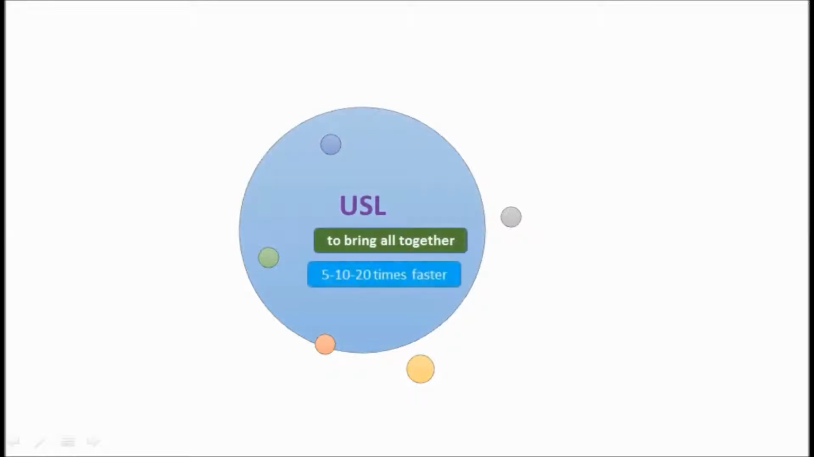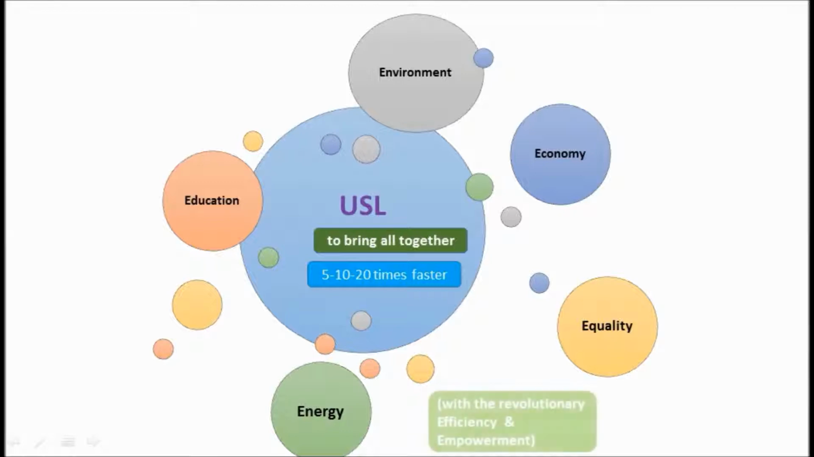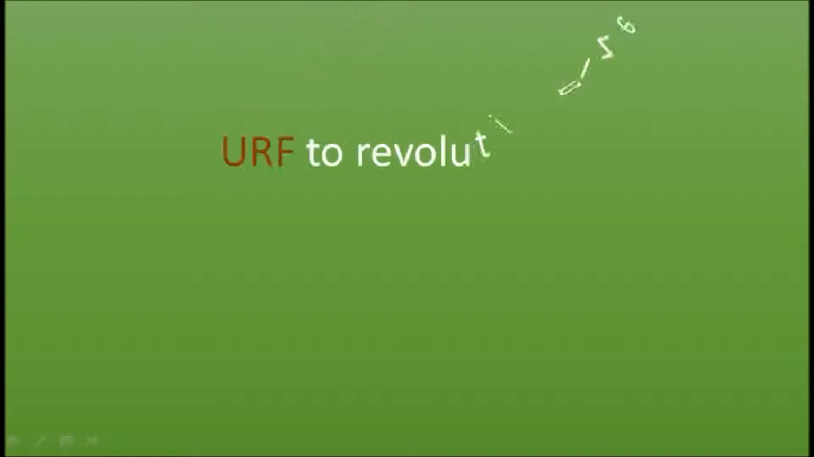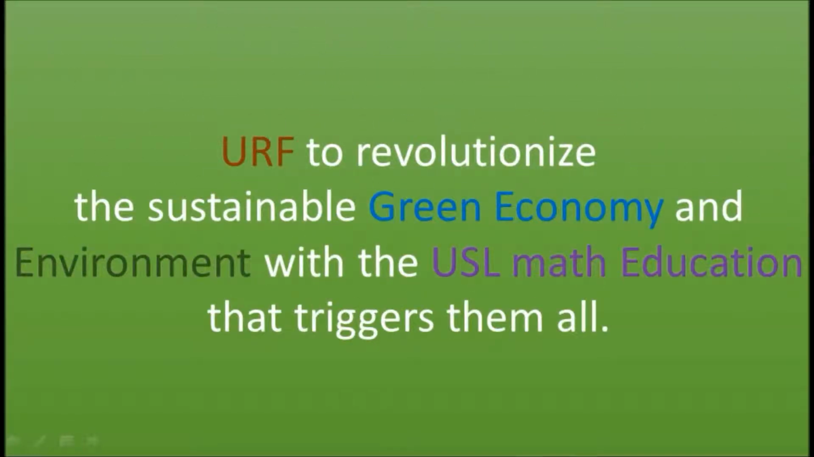USL is to bring all the elements essential for our lives or our society together. So energy, education, environment, economy, equality, all of them to bring together so that they can work much more efficiently, typically 5, 10, 20 times faster. So it's going to revolutionize and bring the sustainable green economy and environment, and all this can start with the USL math education, which is contrary to the popular belief, but that's basically how it's working.